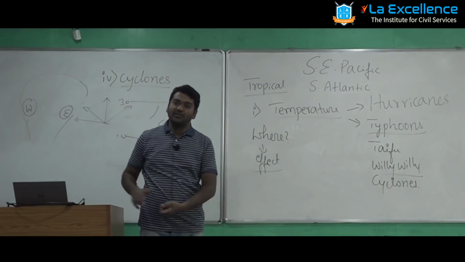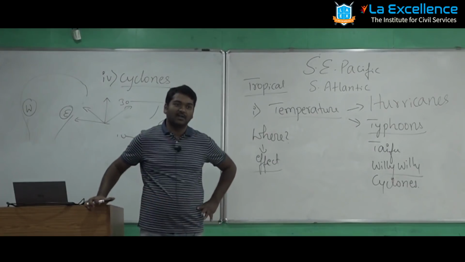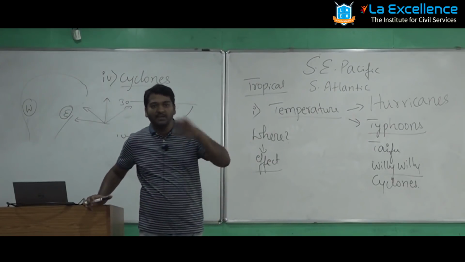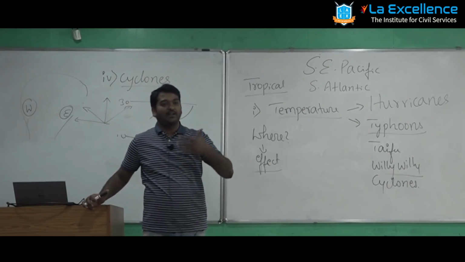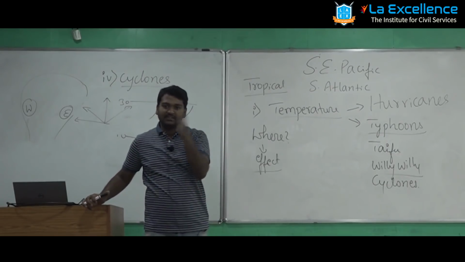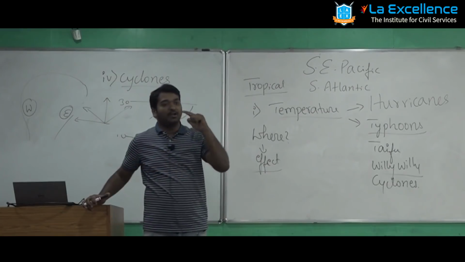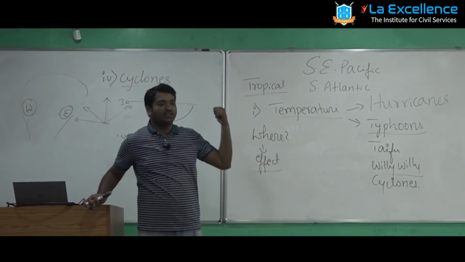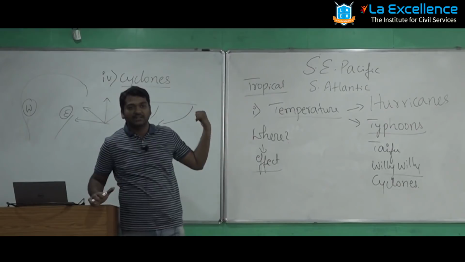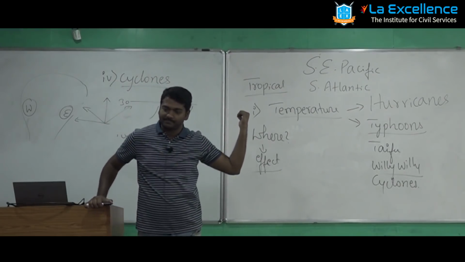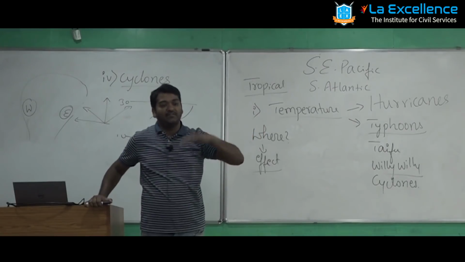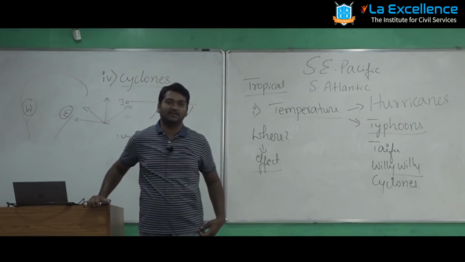Is this enough for you to write the distribution of cyclones? What happens is, you begin your answer, you write the points. By the time you write, you feel you have covered it. Next question you will start. You don't read the question back. It's not the distribution of tropical cyclones, it is the distribution of cyclones. So what is left? Temperate. Can you tell where you will have temperate cyclones?